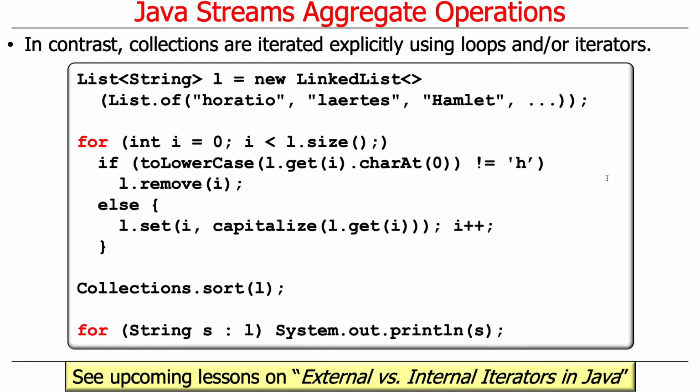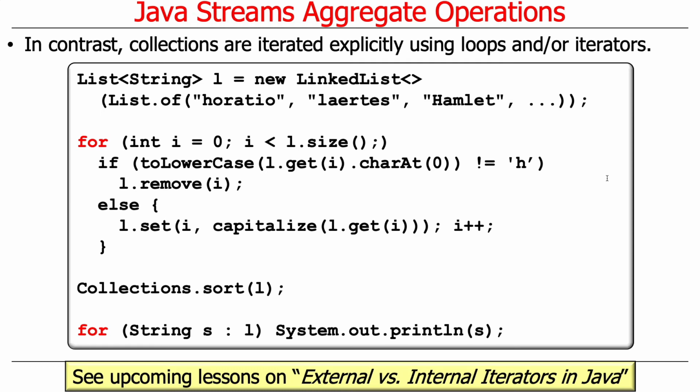And then I'm going to use a for loop, and for i equals 0, i less than the size of the list, I'm going to say if lowercasing the element at this location does not yield an H, either lowercase or uppercase, then remove that element from the list. Otherwise, capitalize the element, set it into the list, and increment the loop counter by 1.